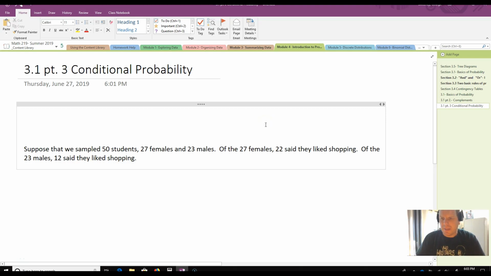All right, this is Dr. Sweeney, and this is the third part of 3.1. This is about conditional probability. And so what I'm going to talk about now is this idea of conditional probability.